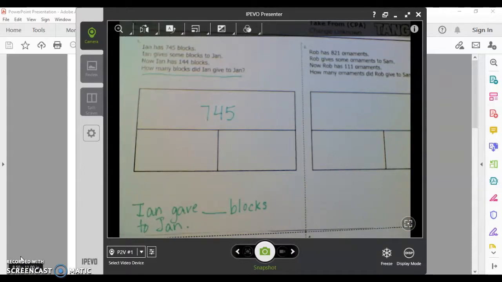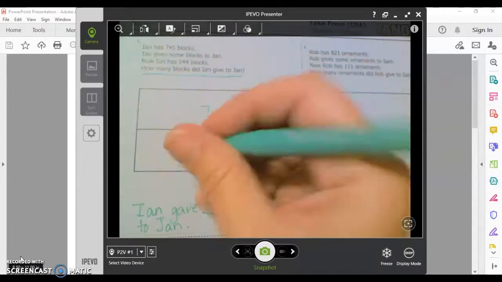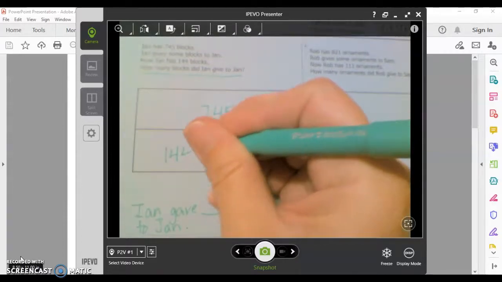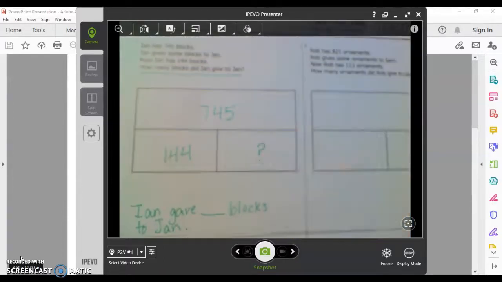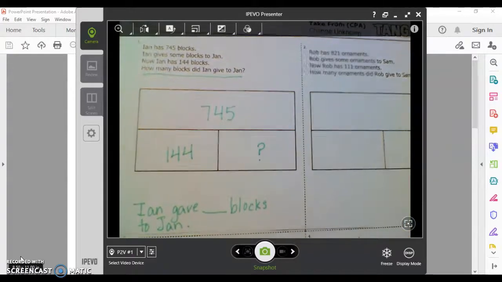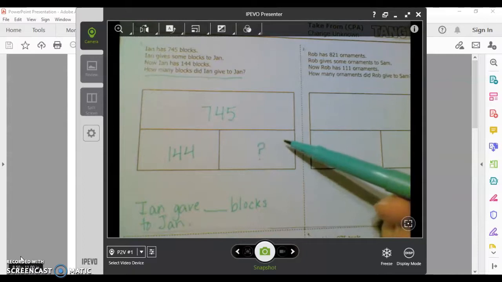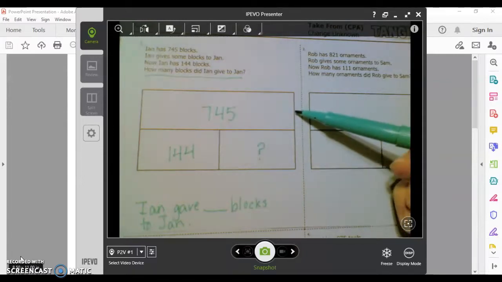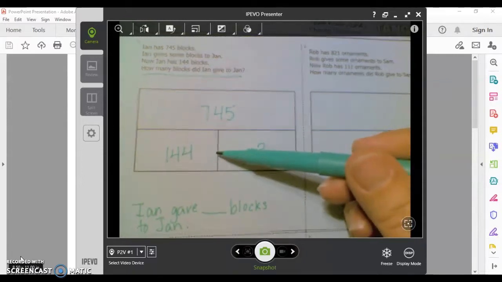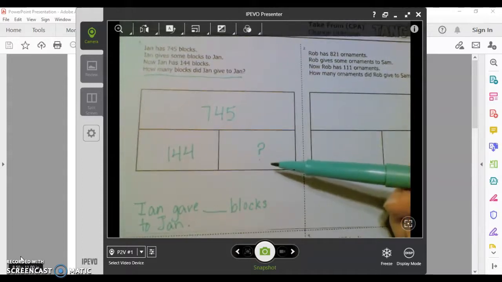Now I know that Ian has 144 blocks. That's one of my parts. I don't know the other part, which is how many he gave to Jan. When we don't know one of the parts, it is a subtraction problem. So we're going to start off with our whole, take away what we know, and we're going to be left with what we don't know.